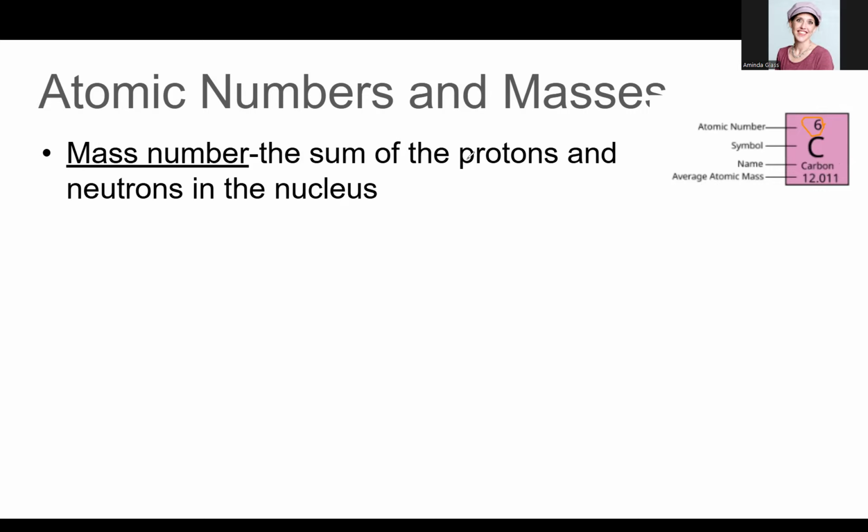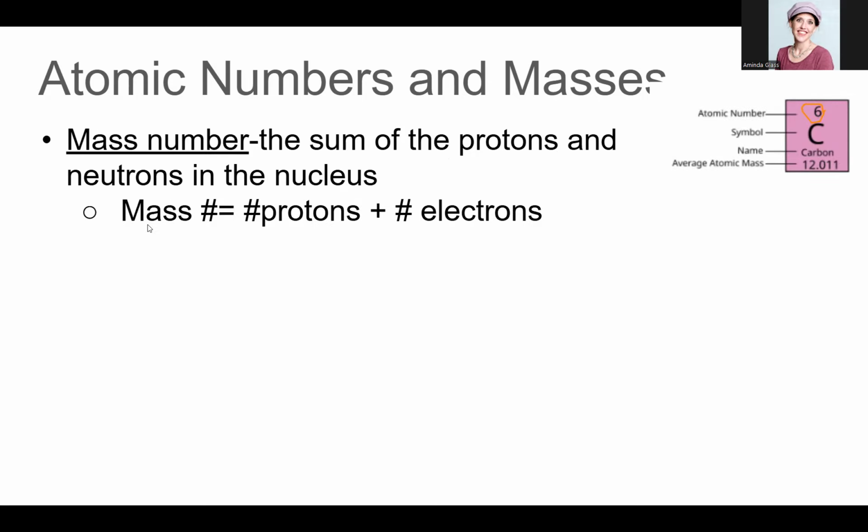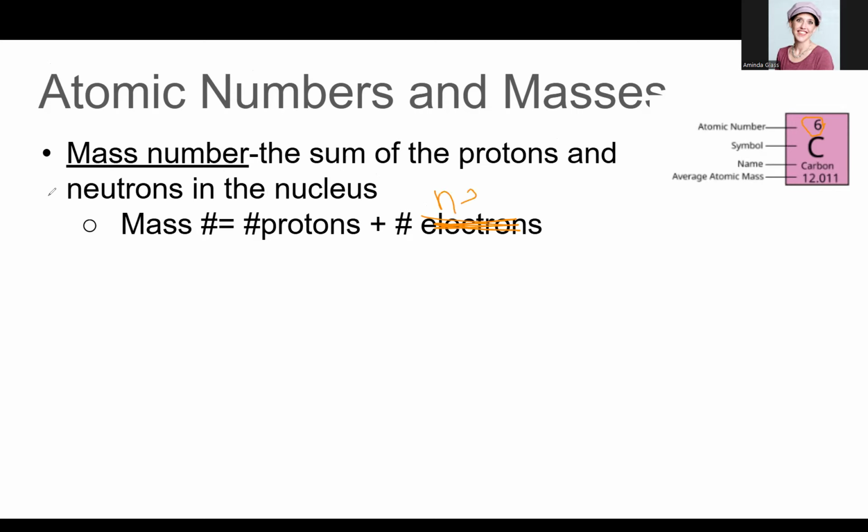The mass number is the sum of the protons and the neutrons in the nucleus, because remember, the electron's mass is negligible. So mathematically, it's represented as mass number equals number of protons plus number of neutrons. I wrote that incorrectly, so let me fix that. That should be number of neutrons. I apologize. Mass number is the sum of the protons and neutrons in the nucleus.